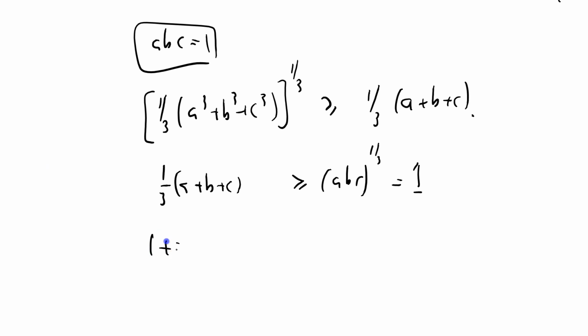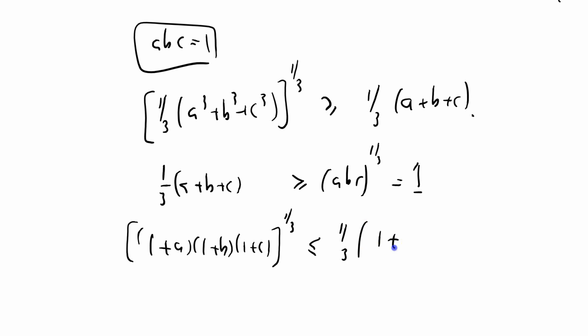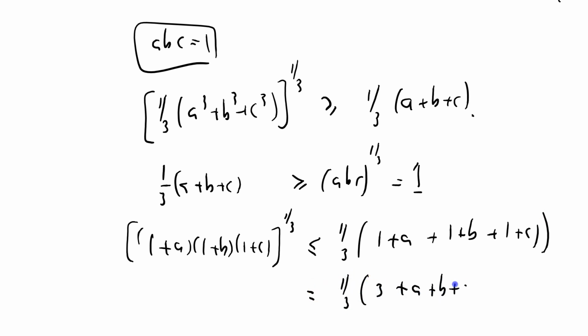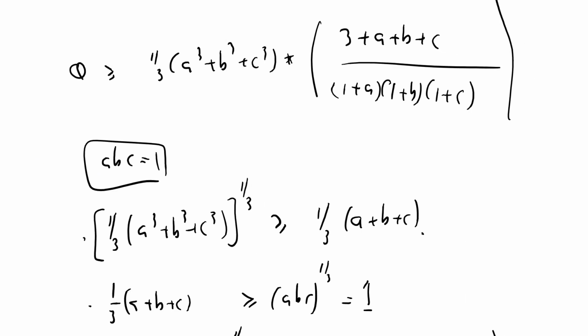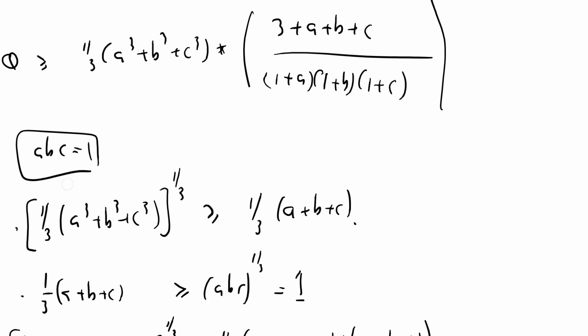What about this term, (1 plus a)(1 plus b)(1 plus c)? Well, again, I'm going to turn it into a geometric mean, and that's going to be less than or equal to the arithmetic mean of these numbers, 1 plus a plus 1 plus b plus 1 plus c. Of course we can simplify that to 1/3 of 3 plus a plus b plus c. So we've got 3 different inequalities, and they're all in the right order. This one's a less than or equal to, but that term is on the bottom, so that's okay. I'll just go through it one by one.